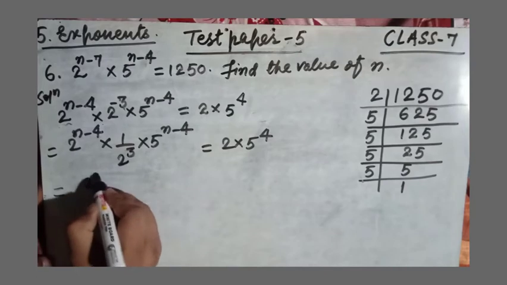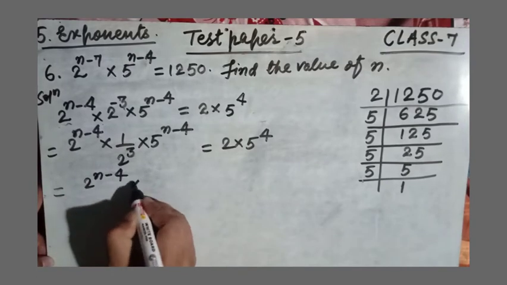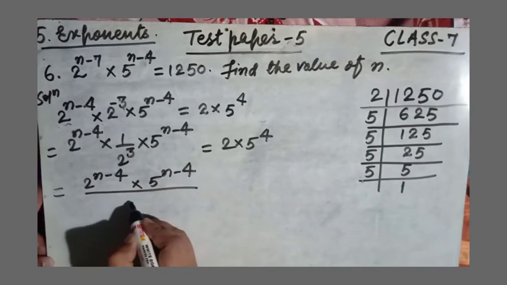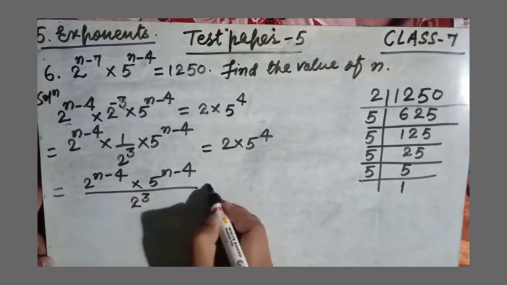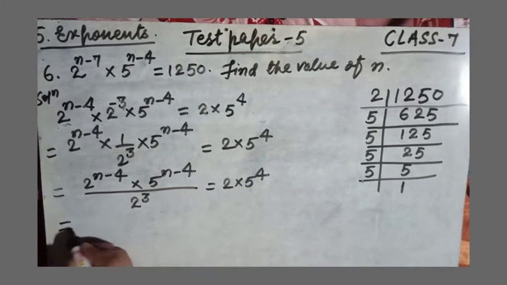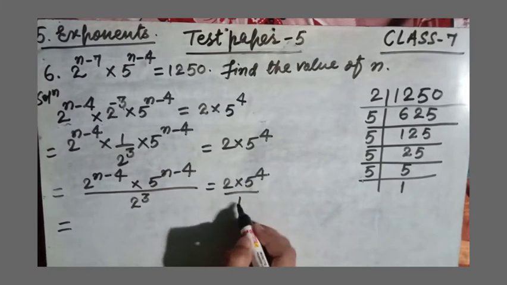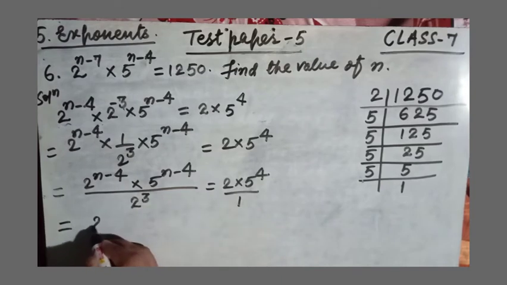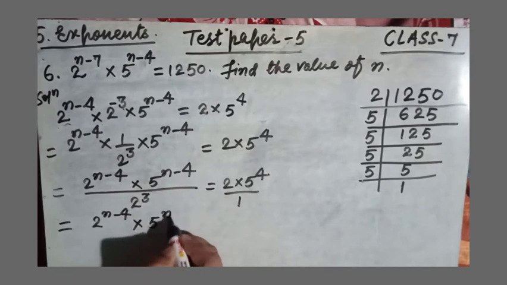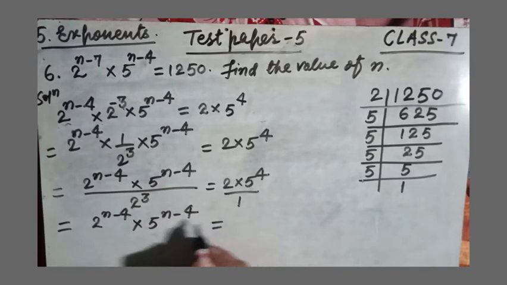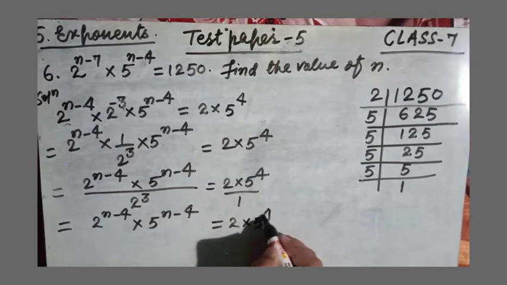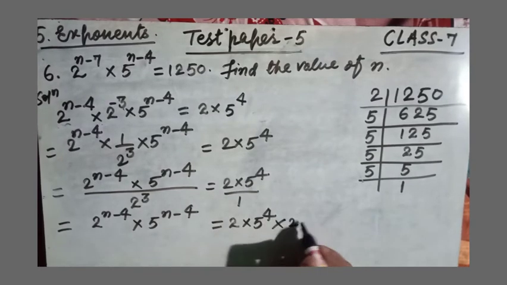Now 2 raised to power n minus 4 multiplied by 5 raised to power n minus 4, divided by 2 raised to power 3. Here, as it is, 2 multiplied by 5 raised to power 4. Now cross multiplication is here: 1 multiplied by this, as it is 2 raised to power n minus 4 multiplied by 5 raised to power n minus 4, is equal to 2 as it is multiplied by 5 raised to power 4 as it is. Now this is cross multiplication with 2 raised to power 3.